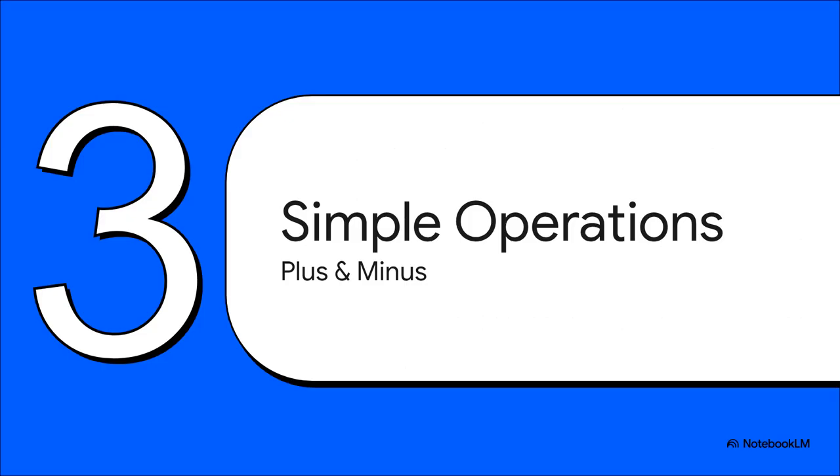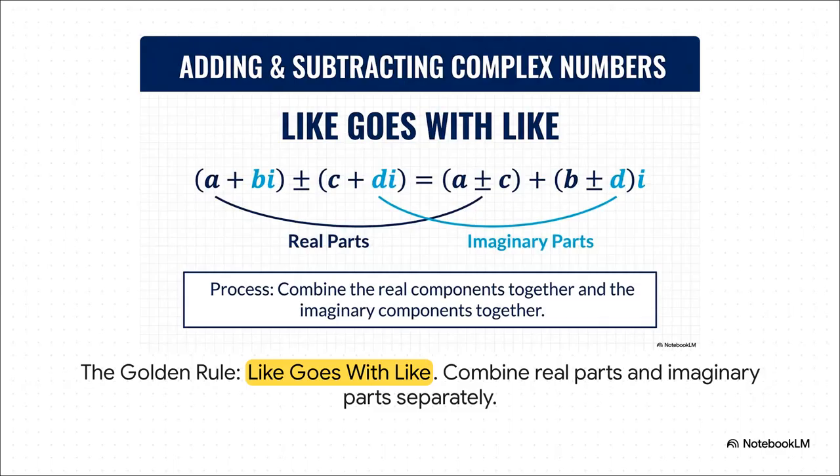Okay, so we know what they look like. Now let's start actually doing some math with them. And here's the good news. If you've done any basic algebra, this is going to feel very familiar. The number one rule for adding and subtracting is super simple. Like goes with like. You just combine the real parts together, and then you combine the imaginary parts together. That's really it. You pretty much treat the i just like you would treat an x in an algebra problem.